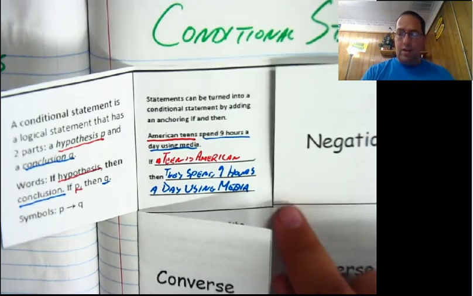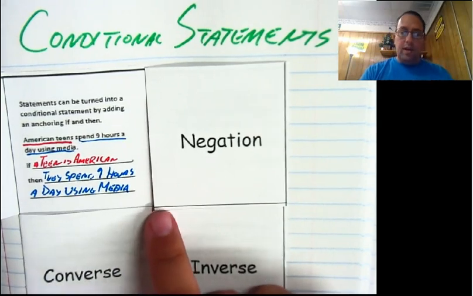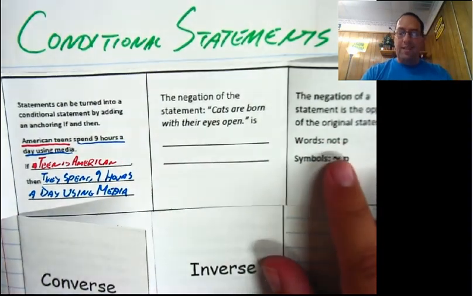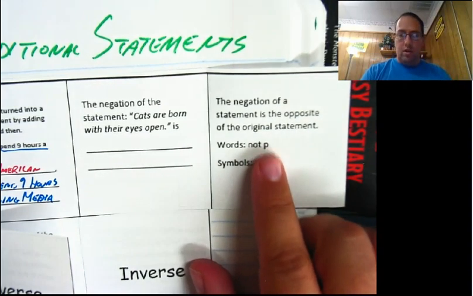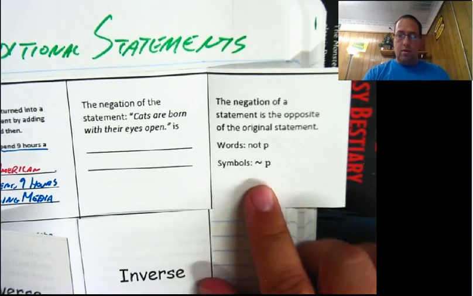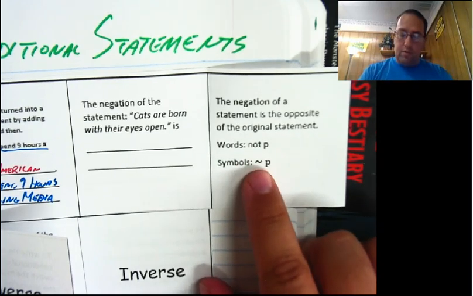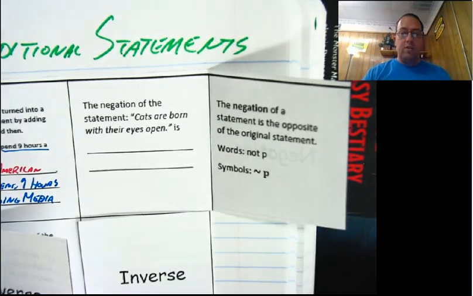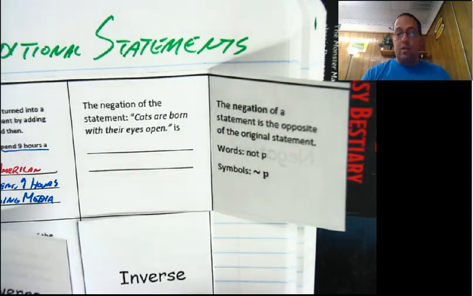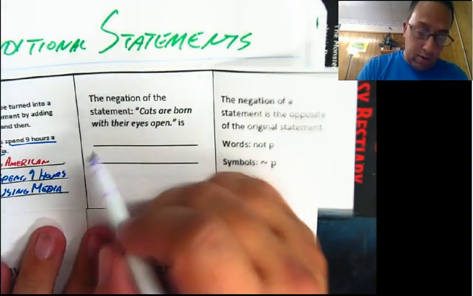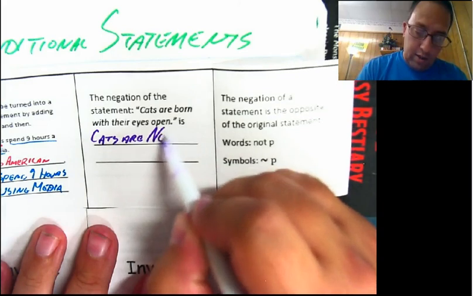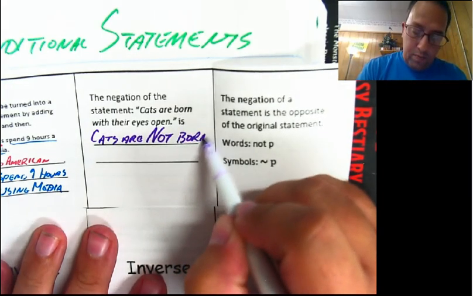Next thing we do want to look at here is negation. All right. Negation means the opposite of what you said. So not that. So not P. Okay. And the symbol we use for not P is this little squiggle right there. That means not. Okay. So here we have the statement, cats are born with their eyes open. The negation of that would be to say that's not true, and we could say that by saying cats are not born with their eyes open.